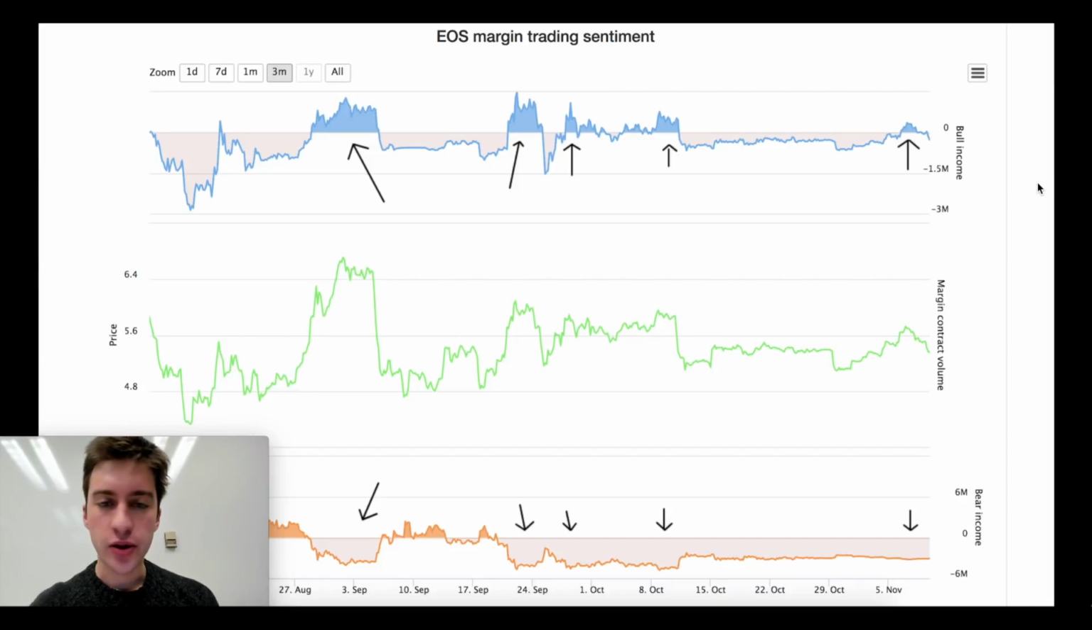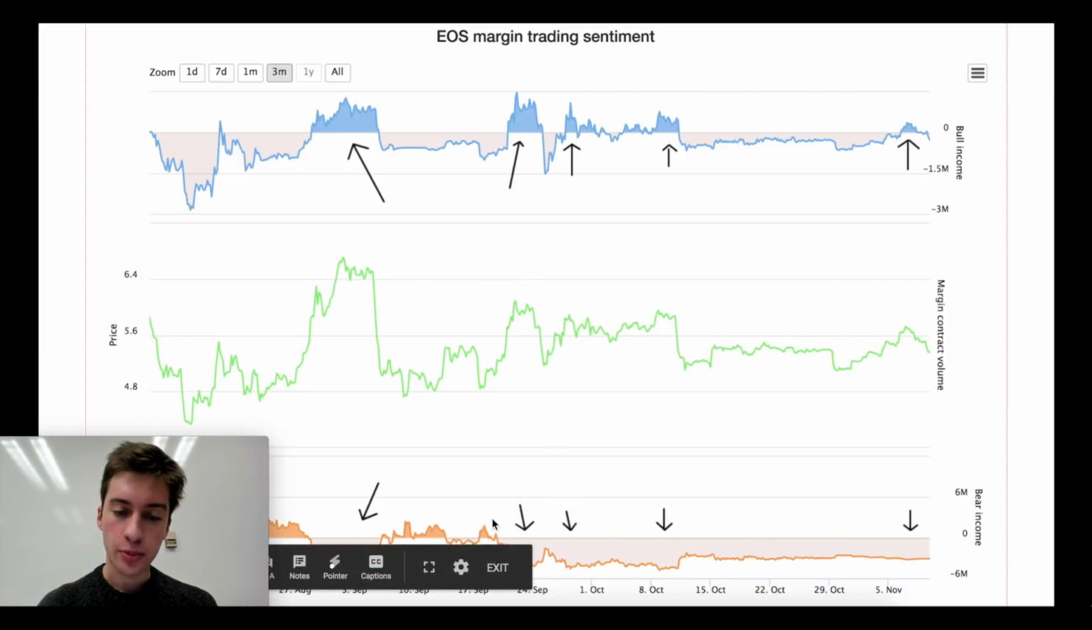All right, let's take a look at our first bull and bear income chart. We have EOS USD margin trading sentiment, and you can see this is price. This is the bull income, so profitable longs, unprofitable longs, and the bear income, profitable shorts and unprofitable shorts.